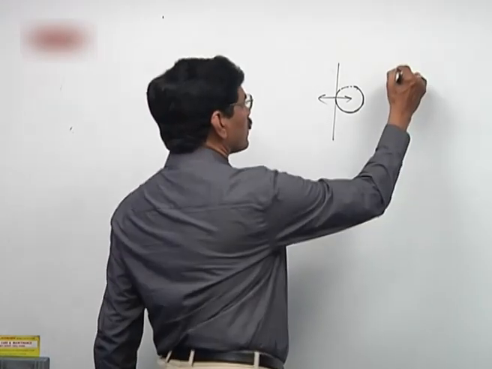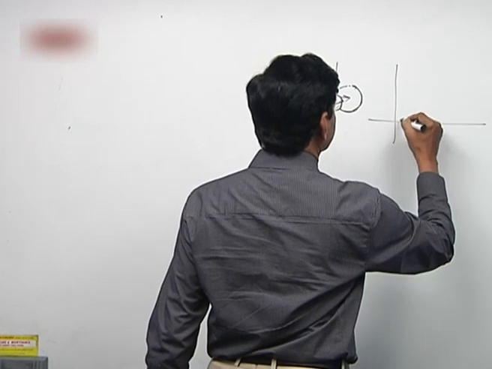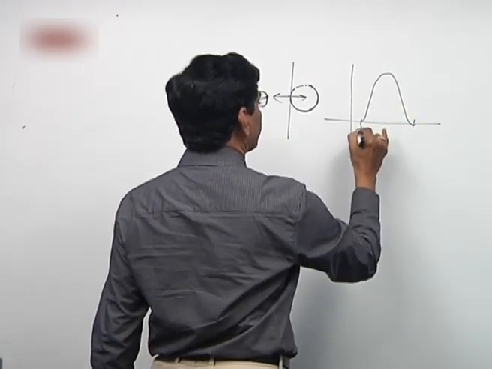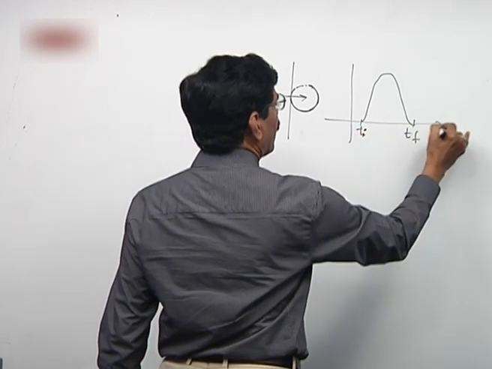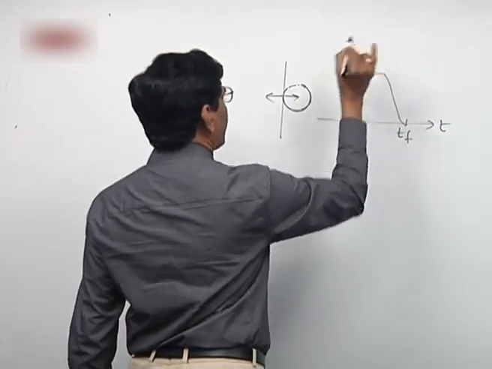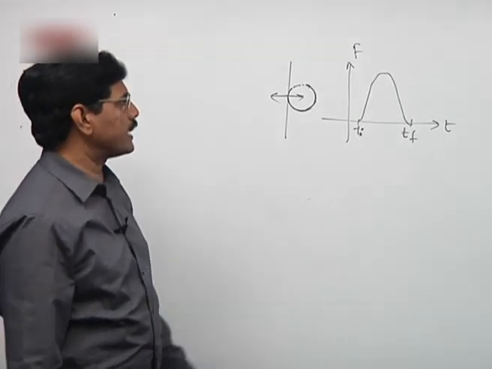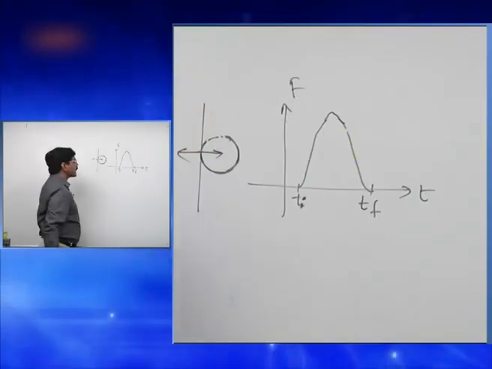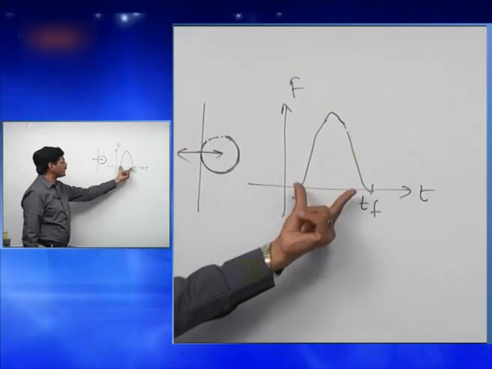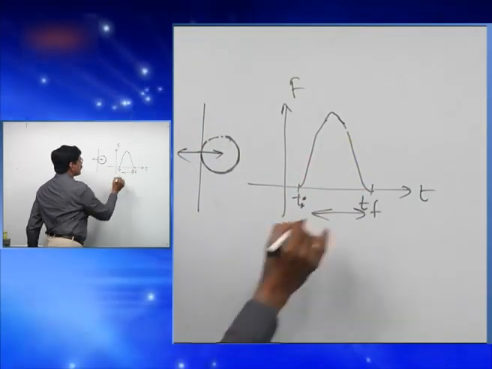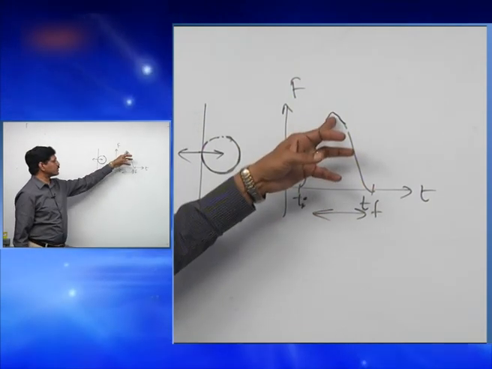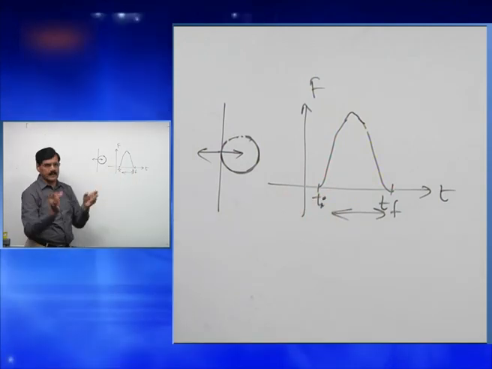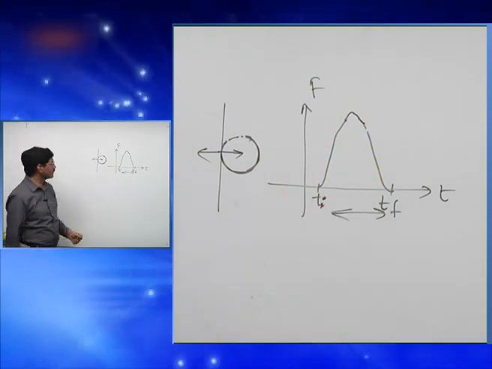Therefore, when we consider the force graph, force increases and then decreases. Between Ti and Tf, when we plot a graph, this is a graphical representation of the variation of interaction force with time. This is the collision time. During this time, the interaction force increases to a maximum and then decreases, dropping to 0. After that, they are separate; during this time they are interacting.